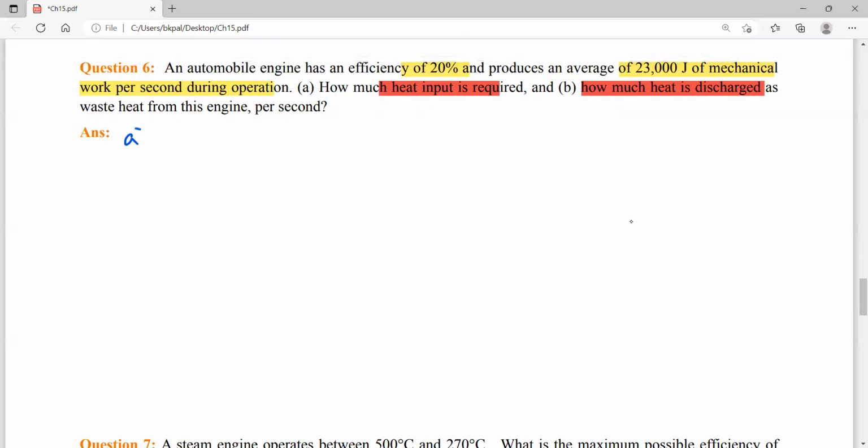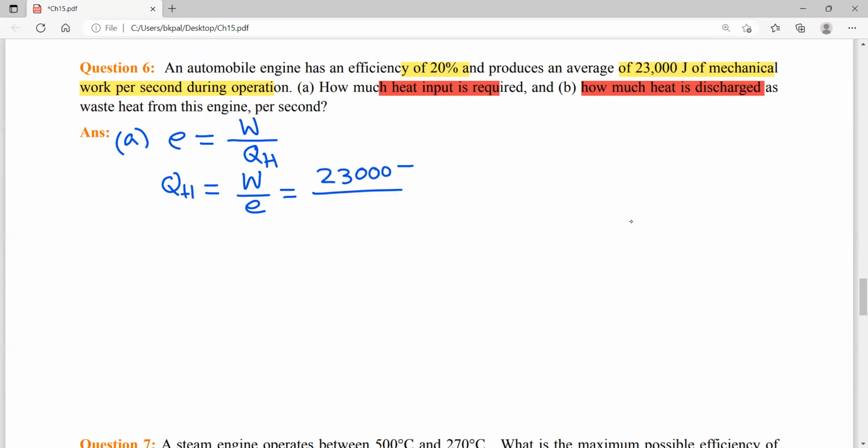The definition of efficiency for a heat engine, or automobile engine, is this: work done divided by QH. QH is the heat input, and we have to calculate it. So heat input is equal to W over E. W is 23,000 joule, and E is 20%, which is equal to 0.20. If you plug this value here, you should get something like this: 1.15 times 10 to the power 5 joule.